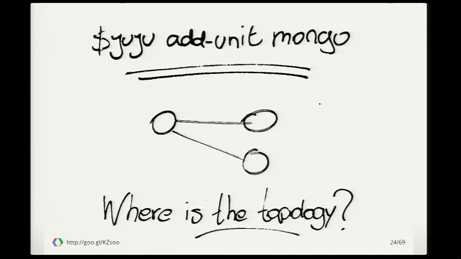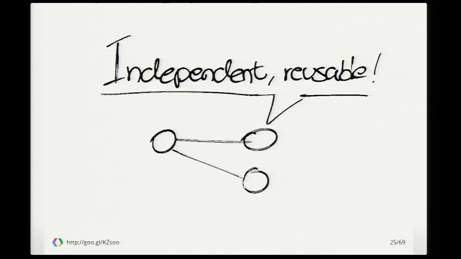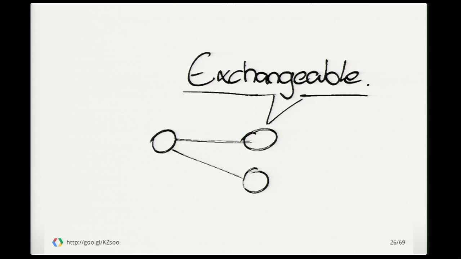Where is the topology in that case? It is inside. The system knows what's going on. Those bits are reusable, they're independent, and they're exchangeable so that people can deploy a better MongoDB, deploy bits of those systems, and everybody in the community benefits from that.